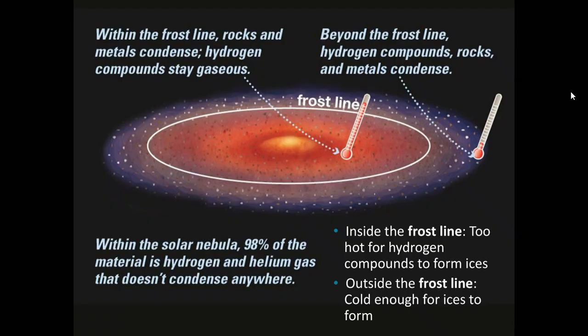But beyond the frost line, ices are going to be solid rather than liquid, and so you can form planetesimals out of that material. And the reason for this frost line is that conservation of energy is telling us that the center of the disk is hotter and further from the center of the disk is colder. So this is why we have terrestrial planets close to the sun and gas giants farther from the sun.